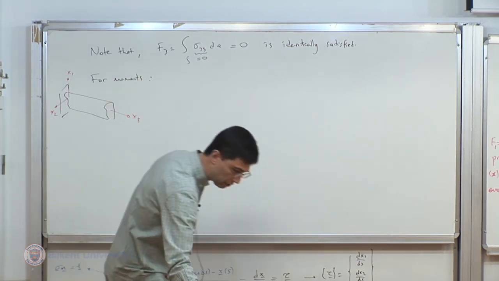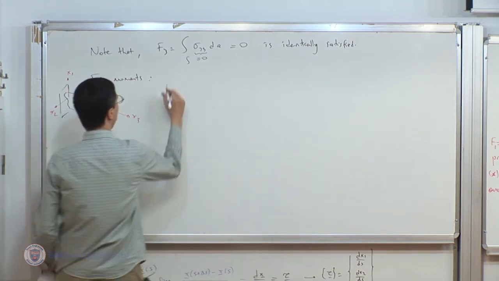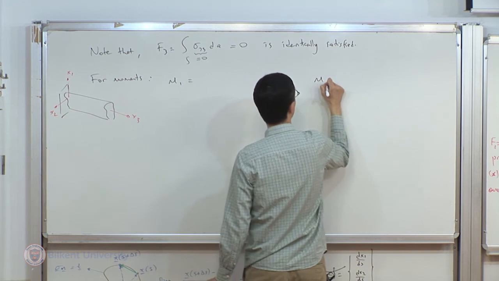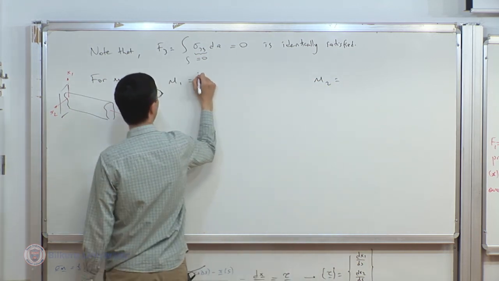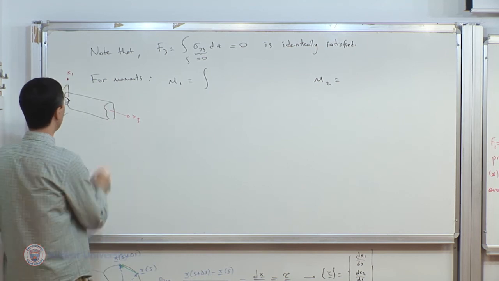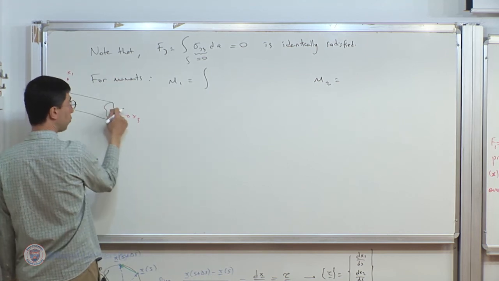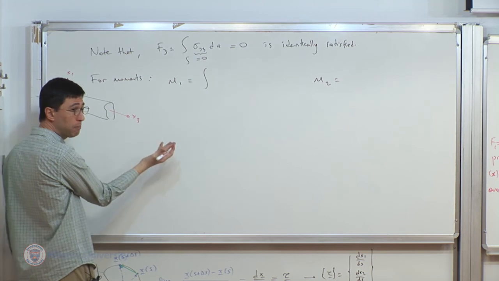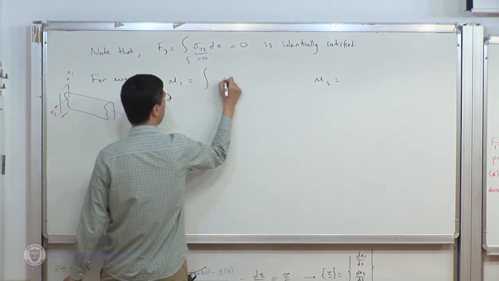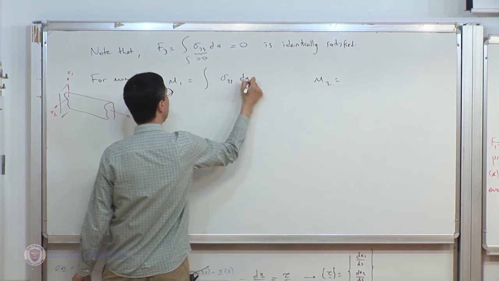Okay, here's a quick sketch. So we have M1, and we have M2, and eventually M3. Now, M1, it's a moment in the one direction. So it has to do with this sigma 3,3 component. In-plane components do not cause a moment either in M1 or M2 direction. So it's going to be sigma 3,3 dA.